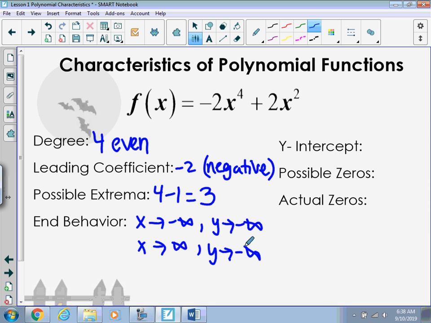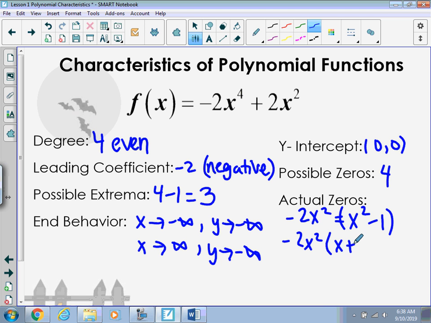Y-intercept, again, here we do not have anything extra, so the y-intercept is (0, 0). Possible zeros is 4. Actual zeros, you've got to factor some stuff out, so I'm going to factor out negative 2x squared, and that's going to give us x squared minus 1. So that's negative 2x squared times this difference of squares, x plus 1, x minus 1. And then again, you set each of those equal to 0. You'll have (0, 0), (-1, 0), and (1, 0) as your points.